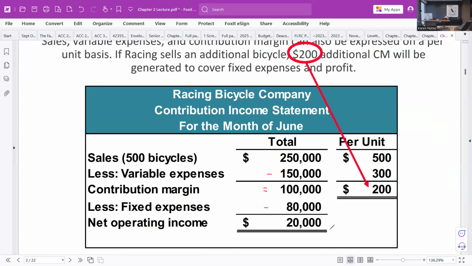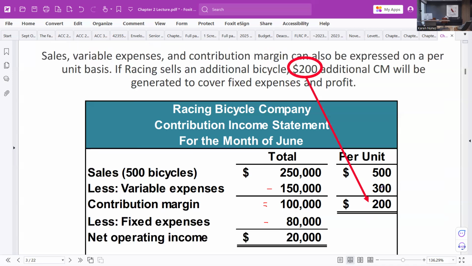And we can also express the items on this income statement on a per unit basis, like we've done here. So the sales revenue or the price per unit, if we take the 250,000 and divide by 500 bicycles, we get a price per unit of $500. If we take the variable cost of $150,000 and divide by 500 bicycles, we get $300 per unit. And the price per unit minus the variable cost per unit gives us the contribution margin of $200 per unit.